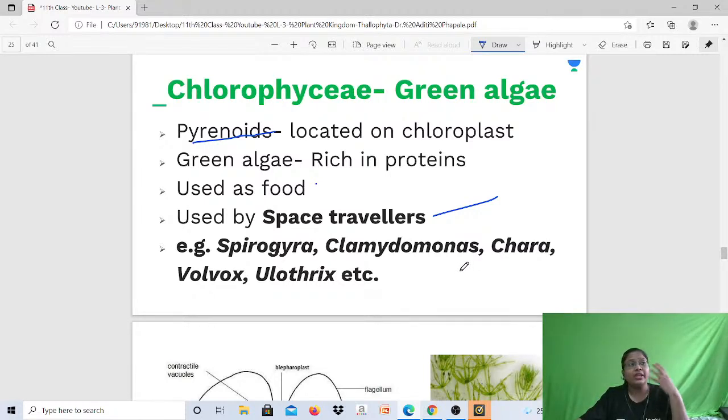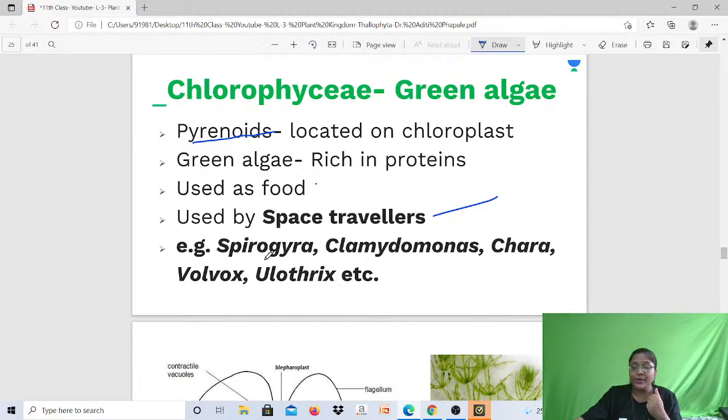When space travelers travel in space, they may not come down for many months or many years as well. So these travelers carry green algae, or food products made out of green algae, along with them, because they are rich in proteins, that's why.